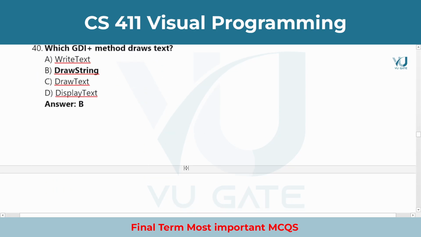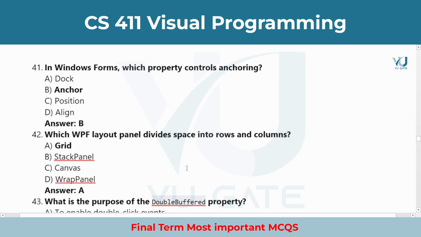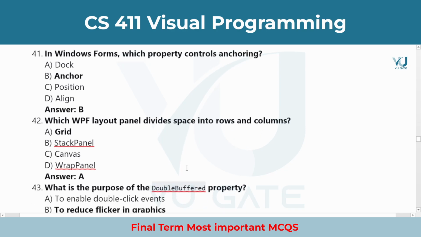Question 40. Which GDI+ method draws text? The correct answer is option B, DrawString. Question 41. In Windows Forms, which property controls anchoring? The correct answer is option B, Anchor.